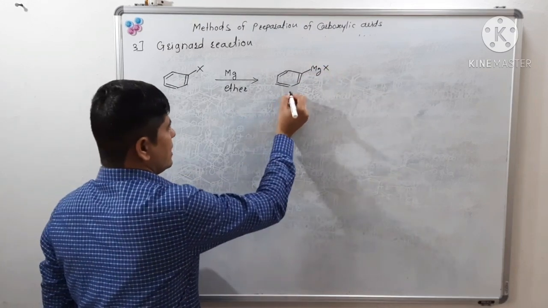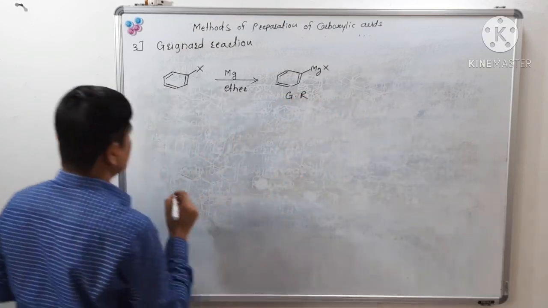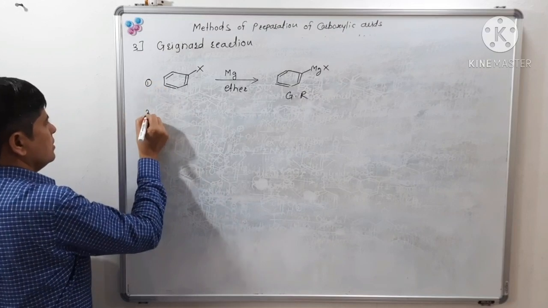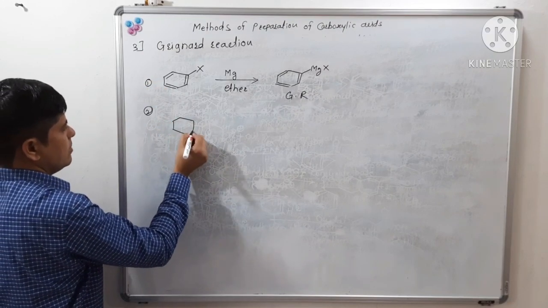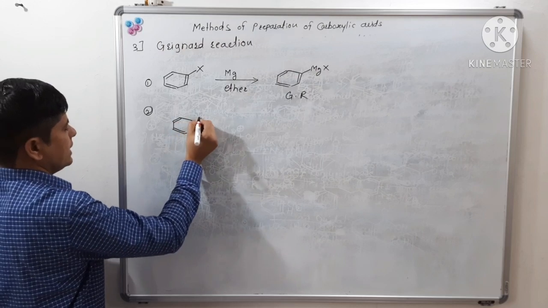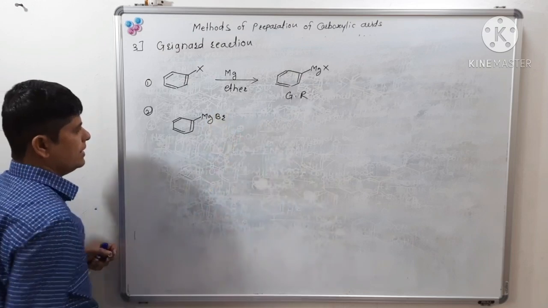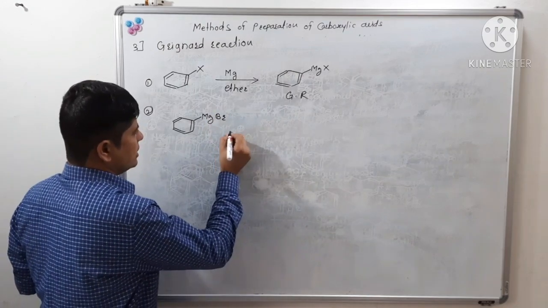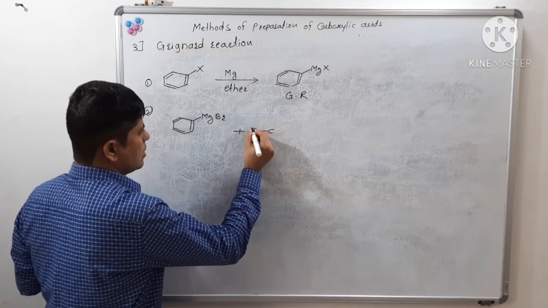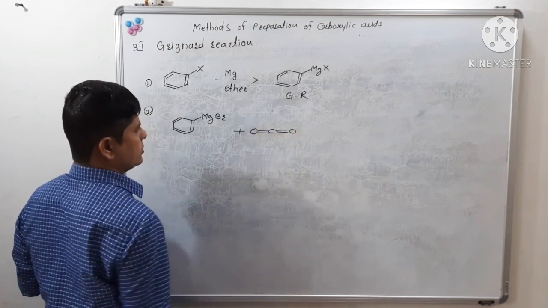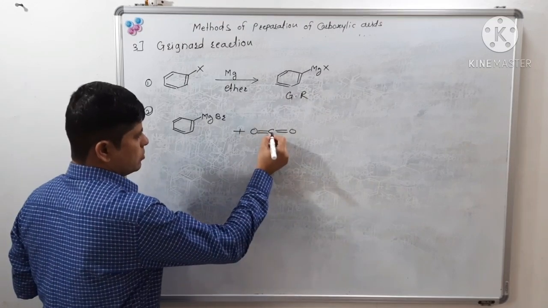This is what? A Grignard reagent. Now this Grignard reagent, I will take an example of phenyl magnesium bromide. So this Grignard reagent like phenyl magnesium bromide is on reaction with solid carbon dioxide, okay, is on reaction with what? CO2. This is solid carbon dioxide.